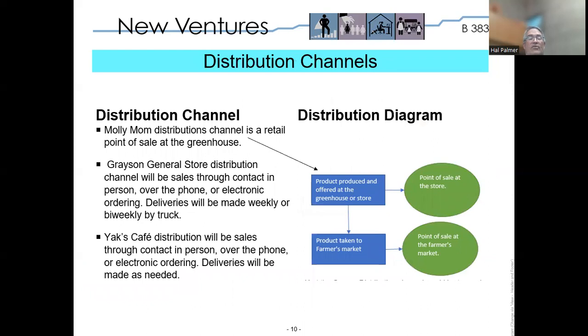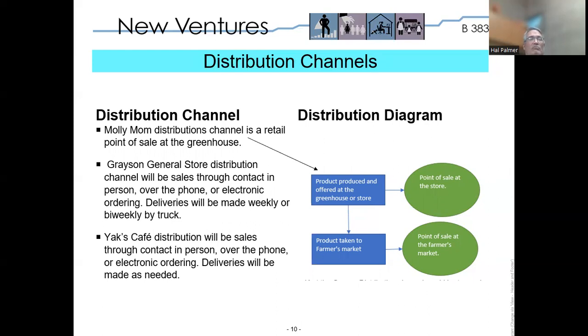So another one of our boxes is distribution channels, and this one is quite simple. It's a physical distribution channel because our product is physical. We grow it, we sell it right in the same location, or we can take it to farmers market. So it goes from the plant to our retail counter to the customer. As simple as that.